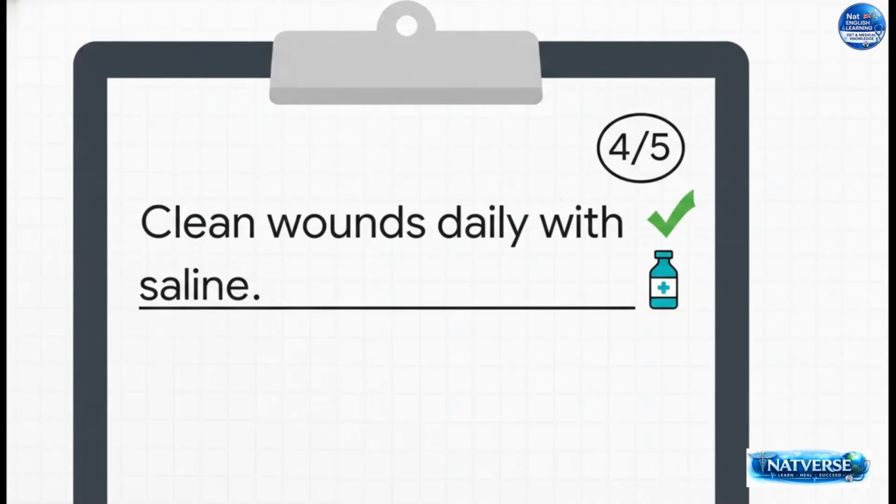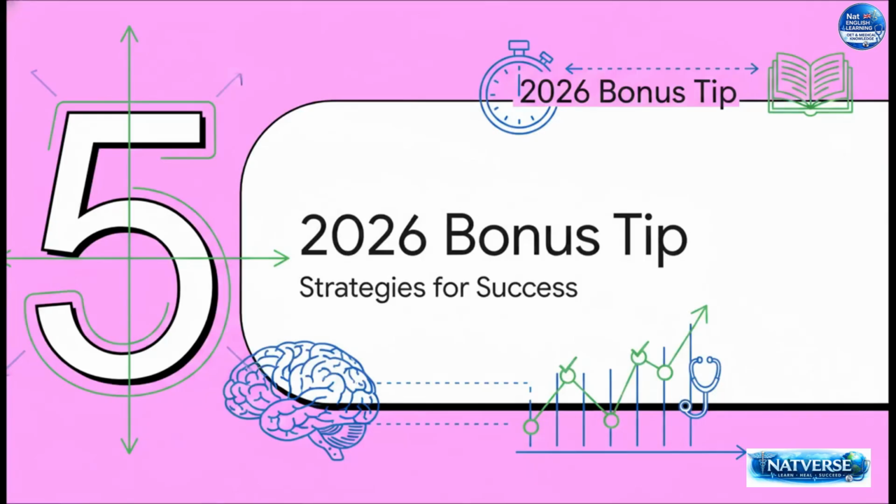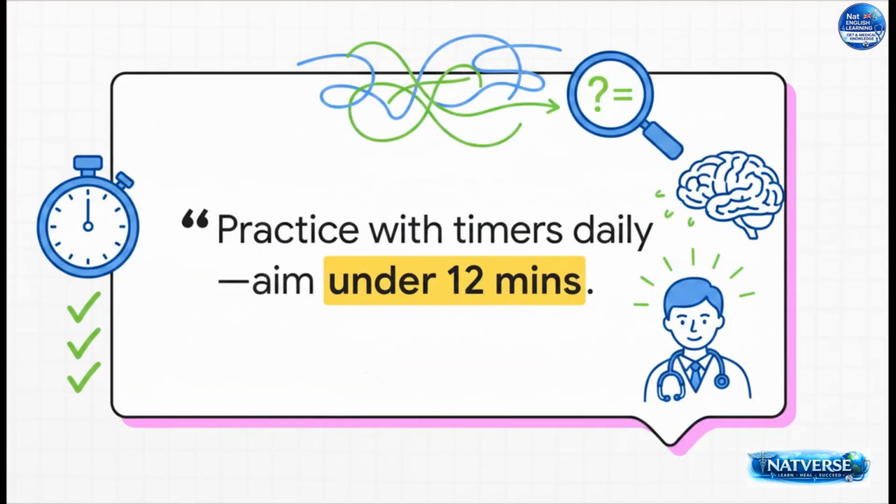Hey, if you scored a 4 out of 5 on this mini test, you are well on your way and ready for the real thing. Finally, section 5, a crucial bonus tip for 2026 and strategies for success. If you missed any earlier, make sure to review your scanning techniques and really focus on mapping. But before we go, here is an absolutely crucial update for 2026 test takers that you need to incorporate into your study routine right now.